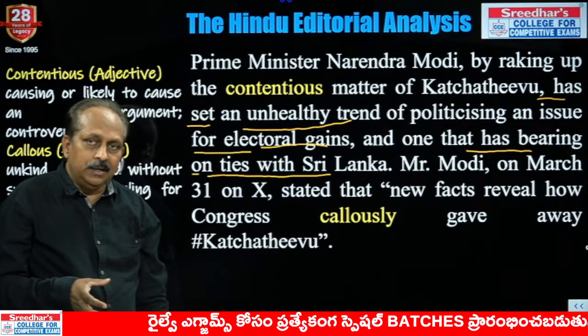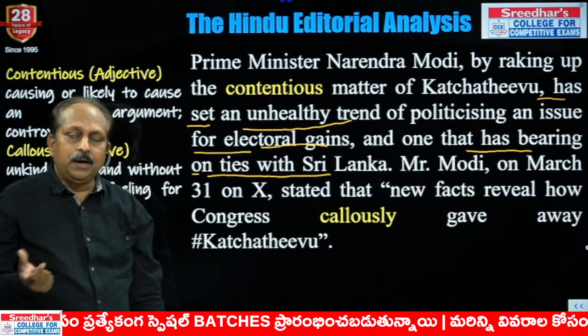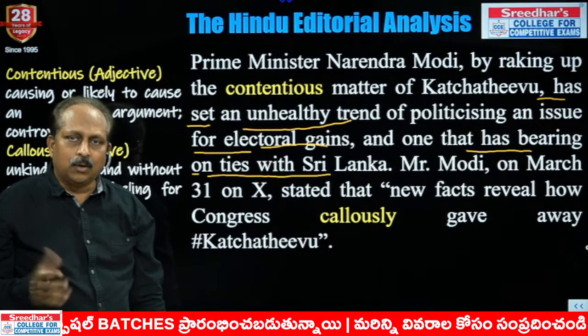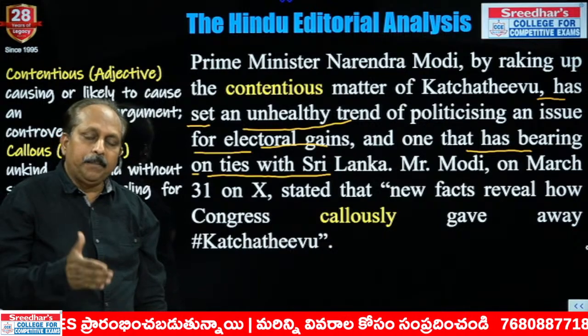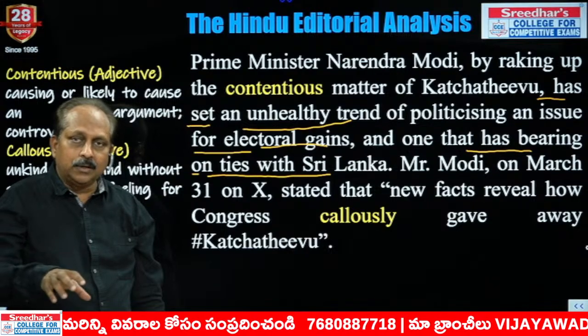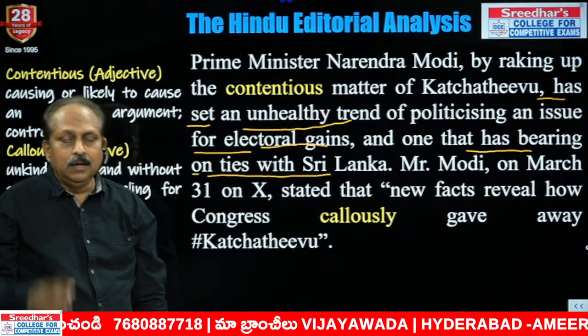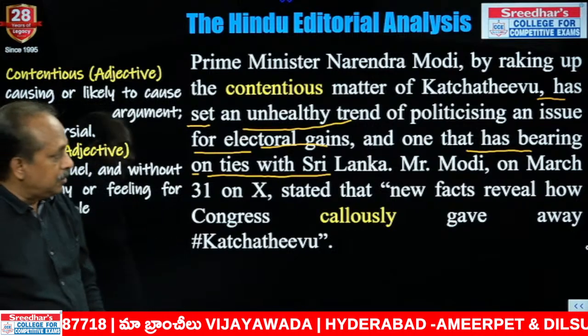Whatever we do here, as long as within the country, at the time of elections, you make a particular issue controversial, not a big deal, not an issue. But if that particular controversial issue makes an impact on the ties with our neighboring countries, in this context, Sri Lanka, then the stakes are very high, everything matters.